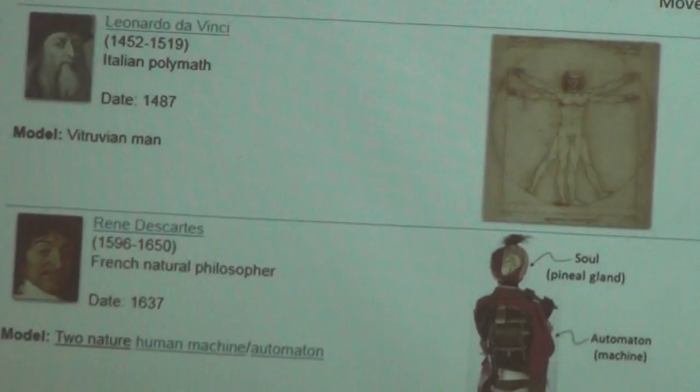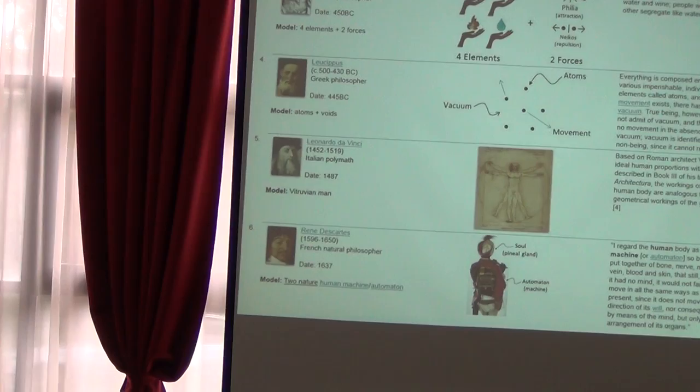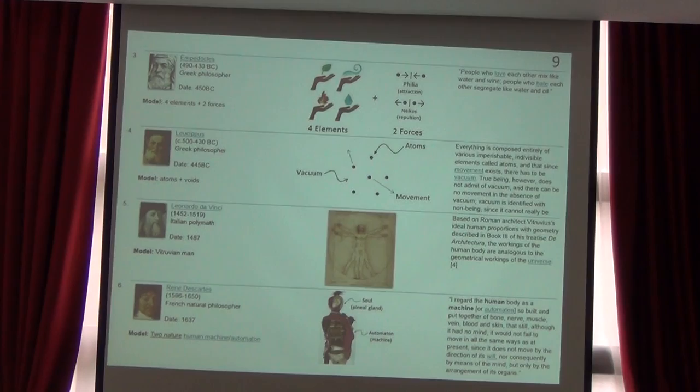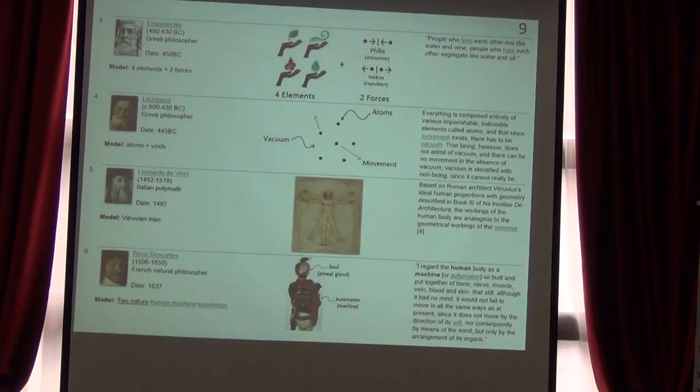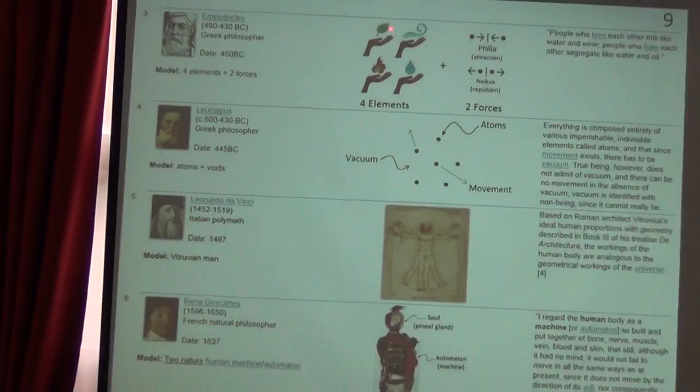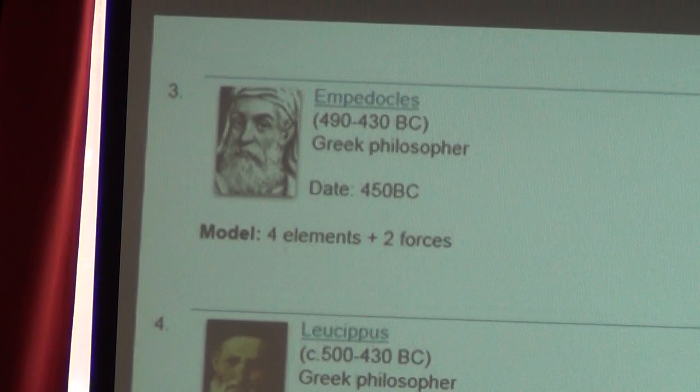So here are the models. The second model is Empedocles. He had the four elements and two forces. When Goethe wrote his Elective Affinities book, he drew on these ideas from Empedocles. Everyone has maybe heard the phrase, people who like each other mix like water and wine, people who hate each other separate like oil and water. He based that on what's called the four element, two forces theory. And this is a one nature theory. There's no spirituality or soul or moral element in it.